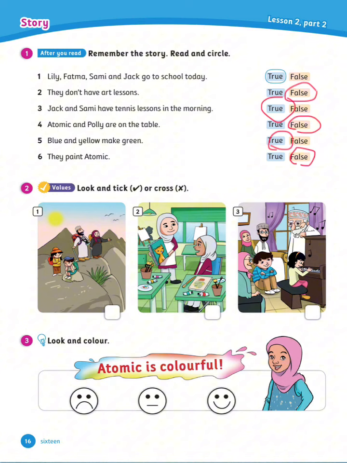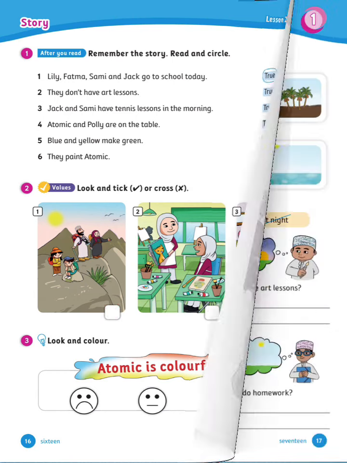Exercise number 2, look and tick or cross. Let's see the answers. The boy in picture number 1 doesn't want to do anything, unlike the children in pictures 2 and 3. In picture 2, they are drawing. In picture 3, there is a girl who plays a piano.